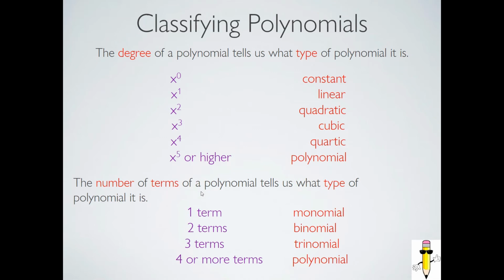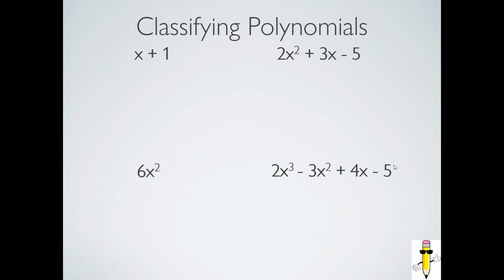The number of terms of a polynomial tells us what type of polynomial it is. So we have 1 term, 2 terms, 3 terms, or 4 or more terms. Again, if we take a look at 4 or more, we've got that polynomial thing going on. 1 term is monomial, the next one is binomial, and then trinomial. So we're going to classify all of these. Go ahead and pause the video and see if you can do it on your own.